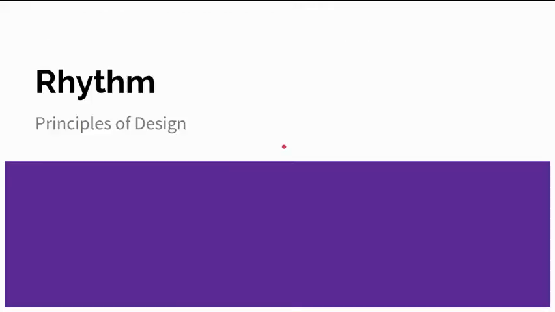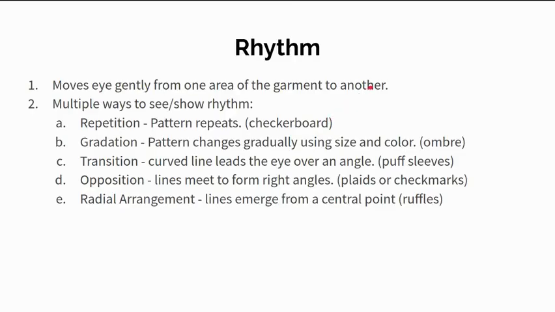Okay. So the last principle that we're going to look at is rhythm. And rhythm is a really fun one because you get to see a lot of patterns, and you get to actually look at the prints of the garments themselves. So when we talk about rhythm, we use rhythm to move our eyes gently from one area of the garment to another. There are multiple ways that we can show rhythm.